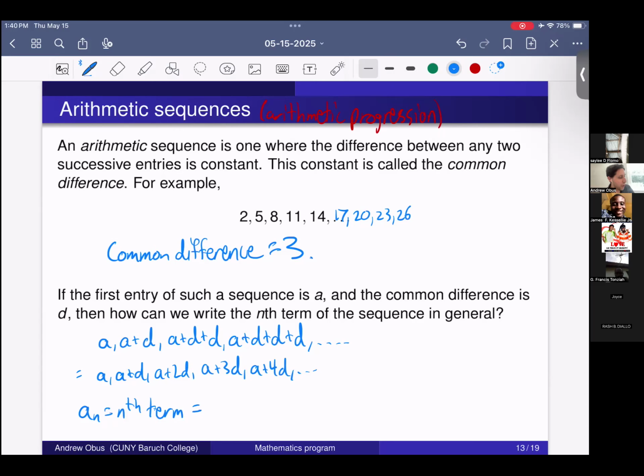And what this tells us is that a_n, which is equal to the nth term, is equal to a plus, well, what happens? The second term, we add 1d. The third term, we add 2d. The fourth term, we add 3d. The fifth term, we add 4d. And so the pattern is, for the nth term, we're going to add n minus 1 times d.